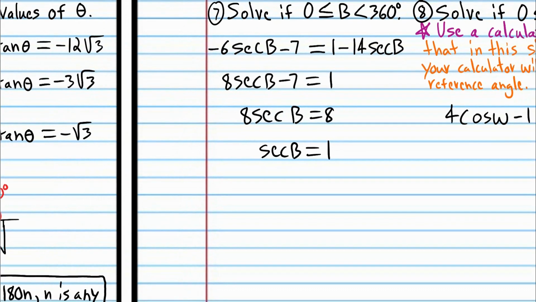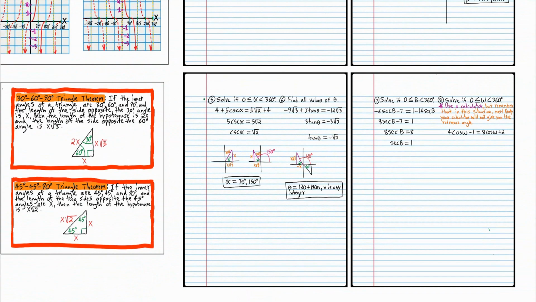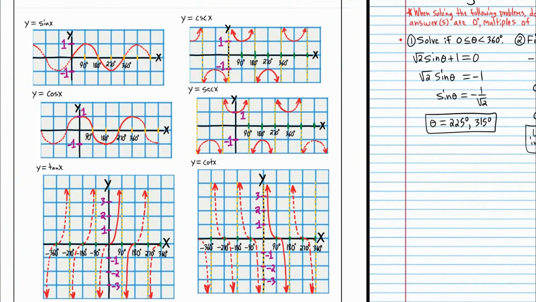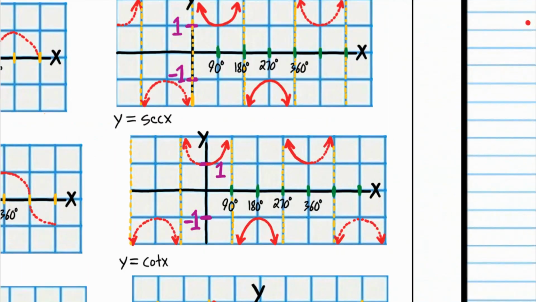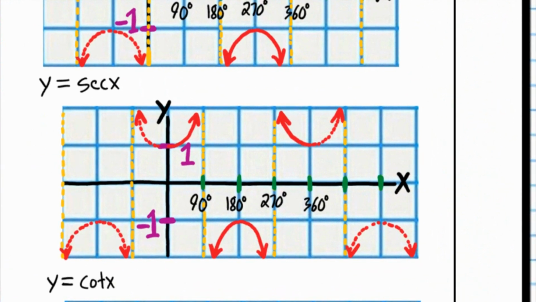And then of course we have to go to our secant curve, because this is a situation where the triangle is going to be collapsed. So look at our secant curve. Find the points where the y values are equal to 1. And that's of course here and here. So 0 and 360 degrees.